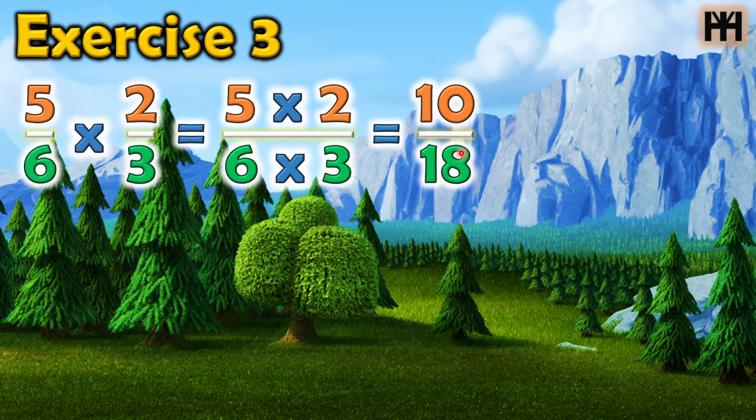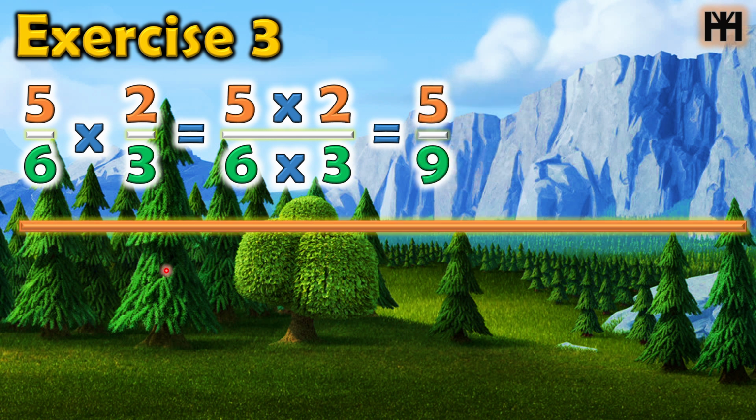Okay, are we done here? No, not yet, as 10 and 18 are both even numbers, so they are both divisible by 2, so we can divide them both by 2. So 10 divided by 2 is 5, and 18 divided by 2 is 9, so it's 5 over 9.